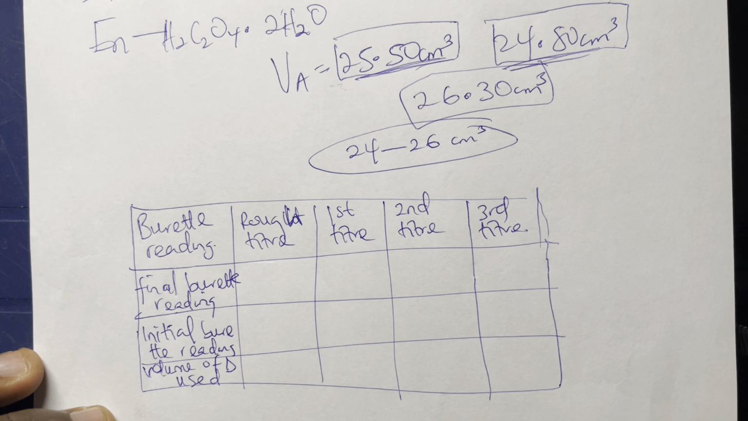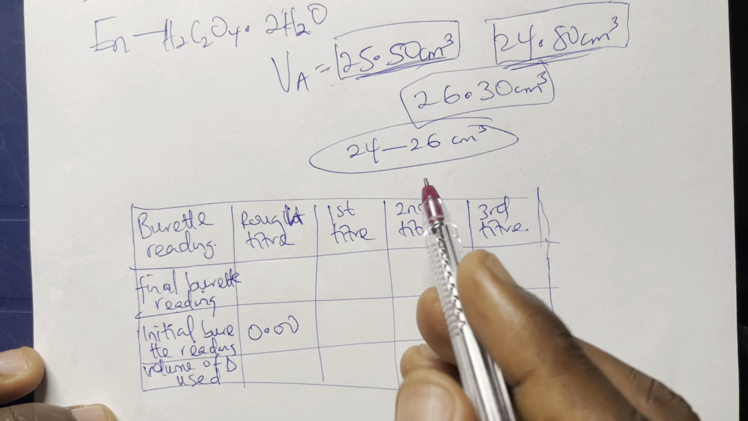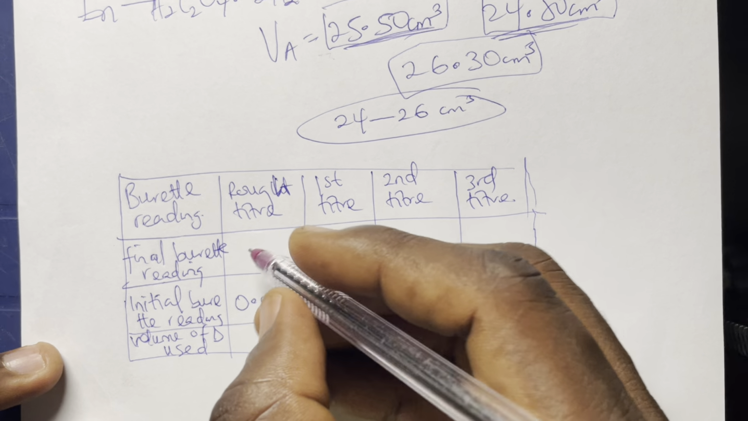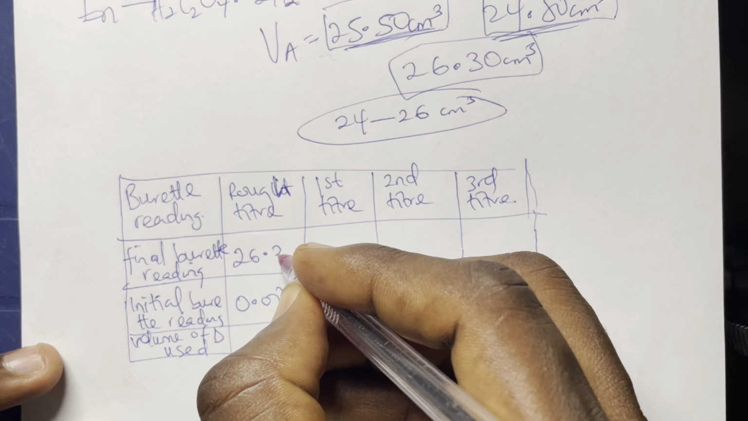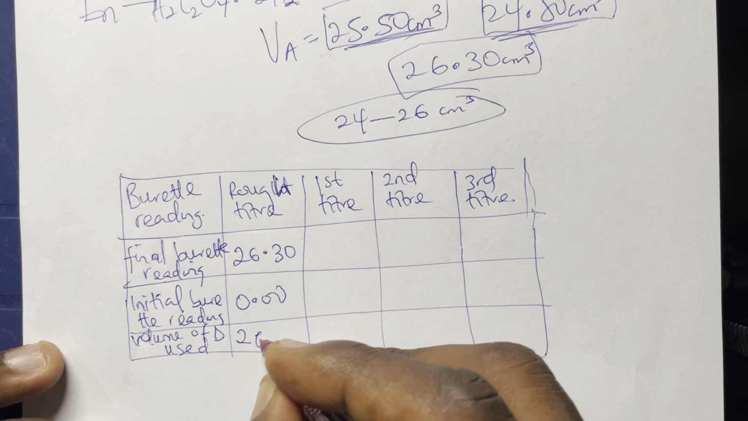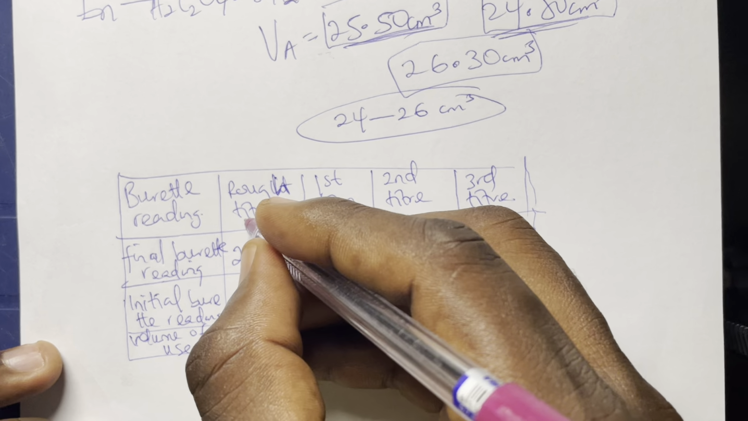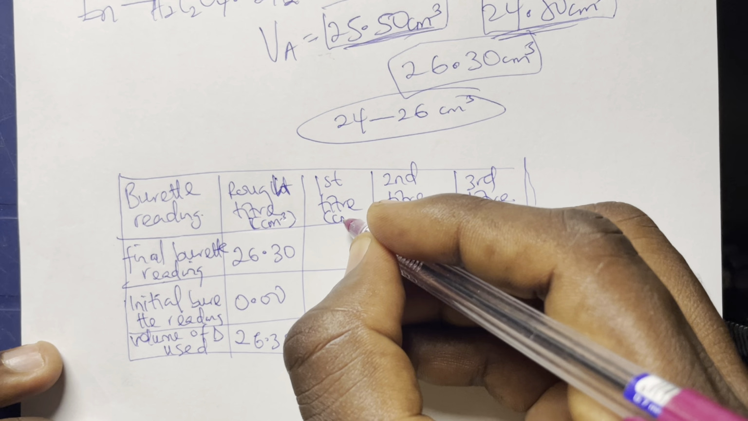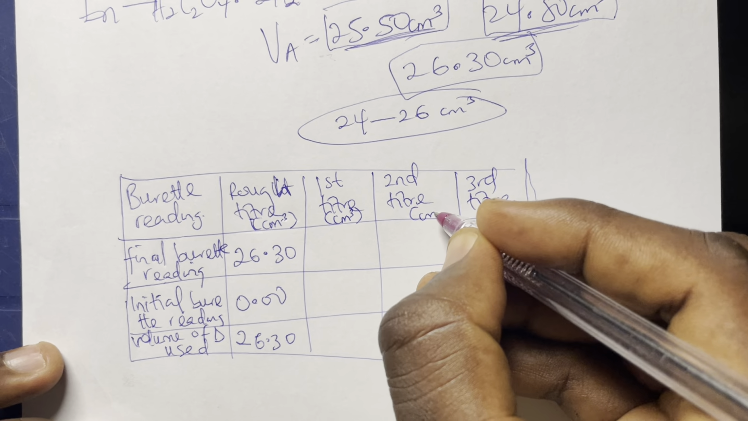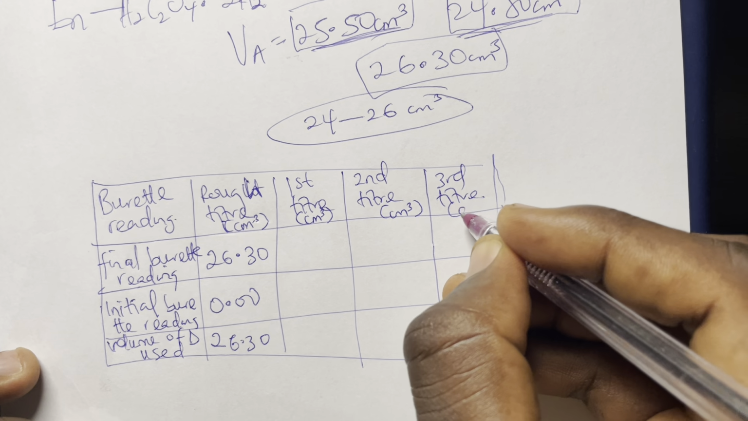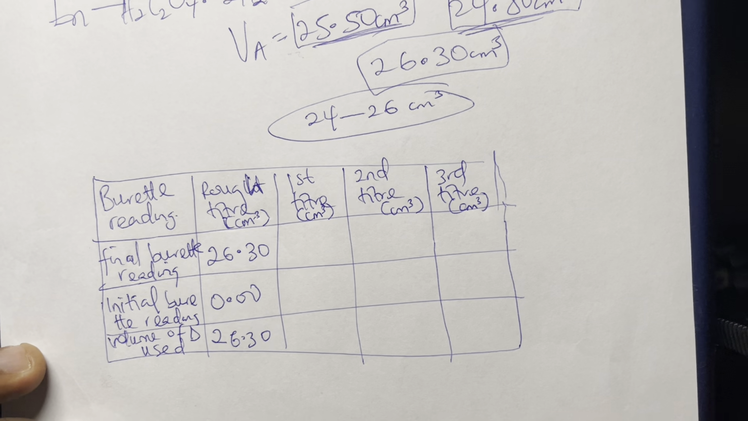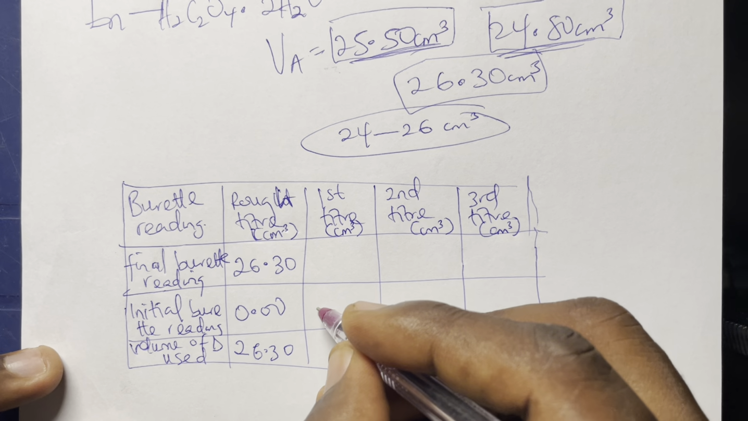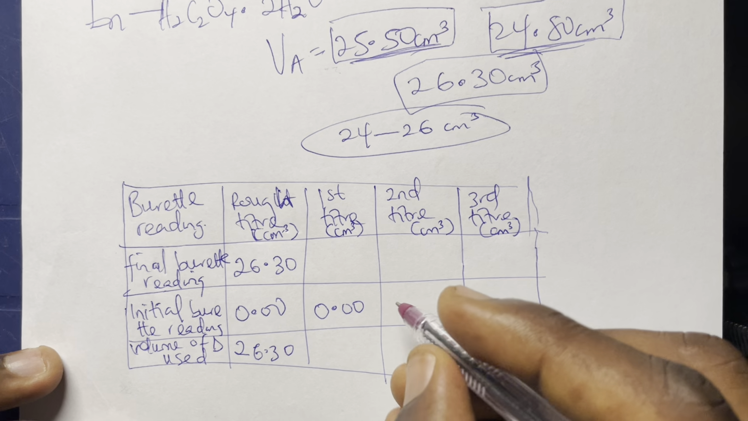So for my rough answer, let me just put 0.00 here. Since your aim is 25.50, you can just put 26.30 here. Put cm cube here all through. Then for the initial burette readings, you can put 0.00 for all of them.